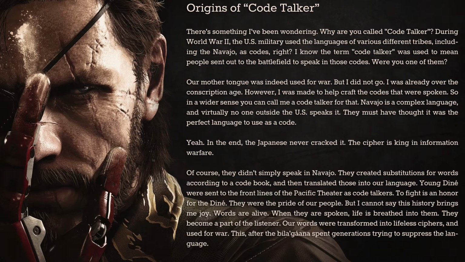They must have thought it was the perfect language to use as a code. Yeah, in the end, the Japanese never cracked it. The cipher is king in information warfare. Of course, they didn't simply speak in Navajo. They created substitutions for words according to a code book, and then translated those into our language.